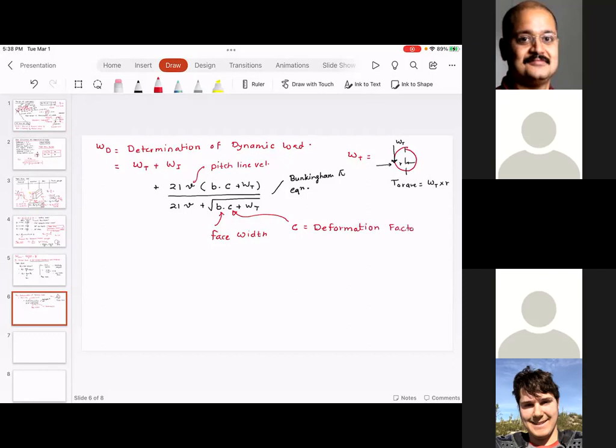And there is a lot of discussion on deformation factor. So what is this deformation factor? Now, deformation factor C depends upon the error, then the class of the gear, then the form of the tooth, and the material of the gear. And there are different ways of finding the value of C.